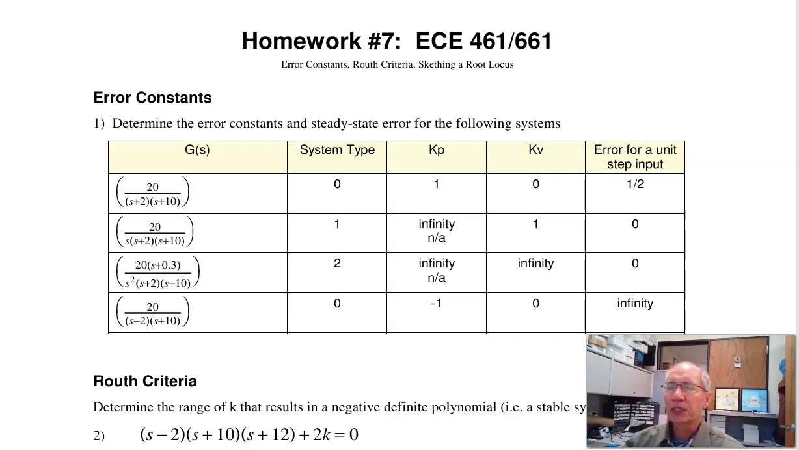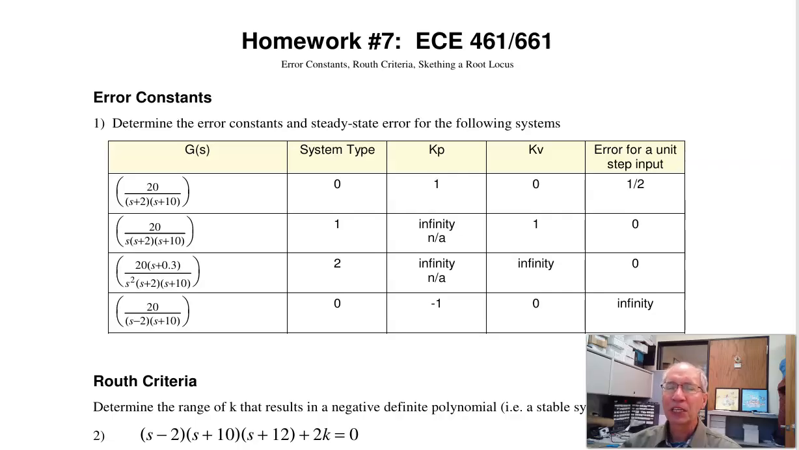Here are solutions to homework set number 7 for ECE 461-661 control systems. This homework set looks at error constants, Routh criteria, and sketching root-locus plots. Now the first problem is about error constants.